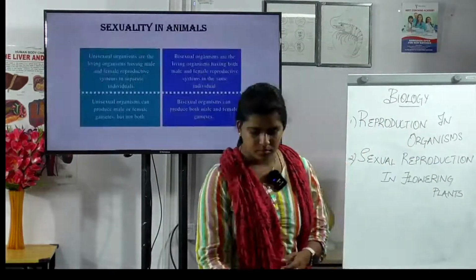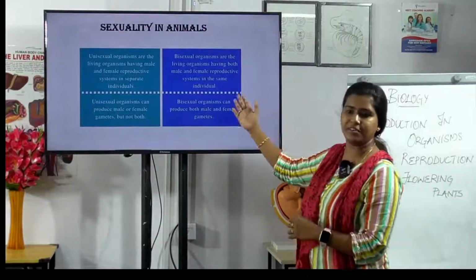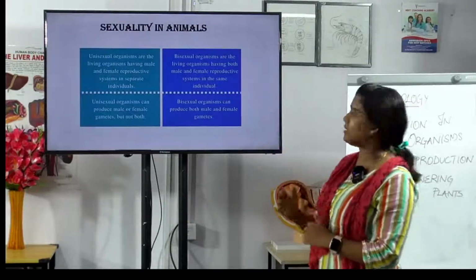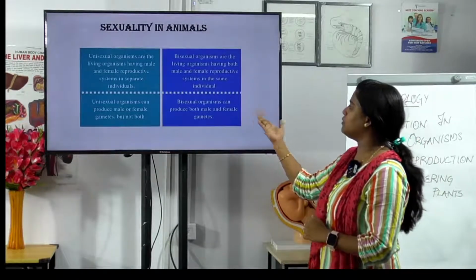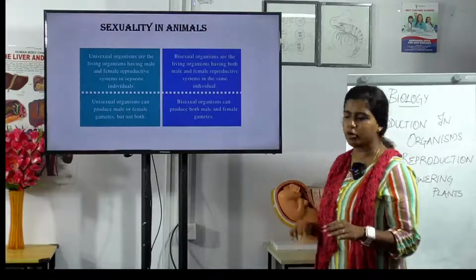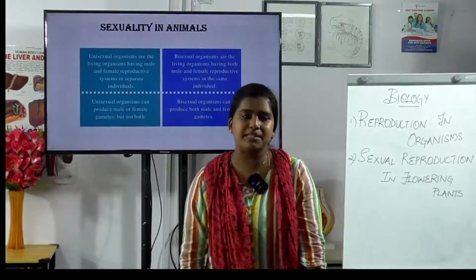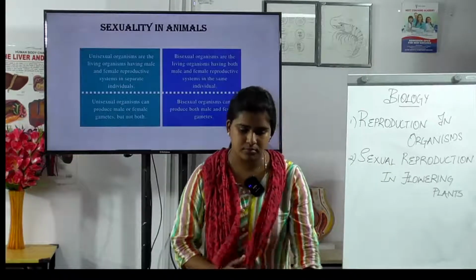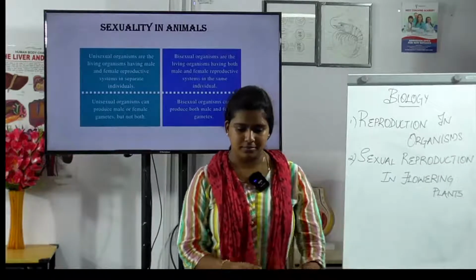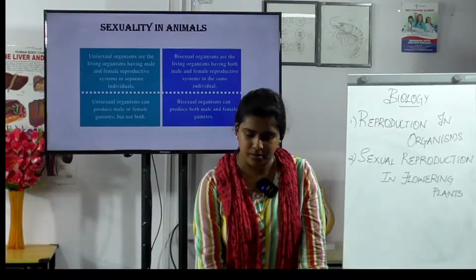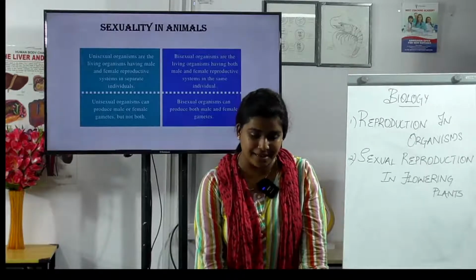Now let us see the sexuality in animals. Unisexual means there are separate male and female reproductive systems in separate individuals, producing male or female gametes but not both. Bisexual means both are in the same individual, producing male and female gametes together. Examples of bisexual organisms are earthworm, sponge and tapeworm. For unisexual animals, an example is cockroach.